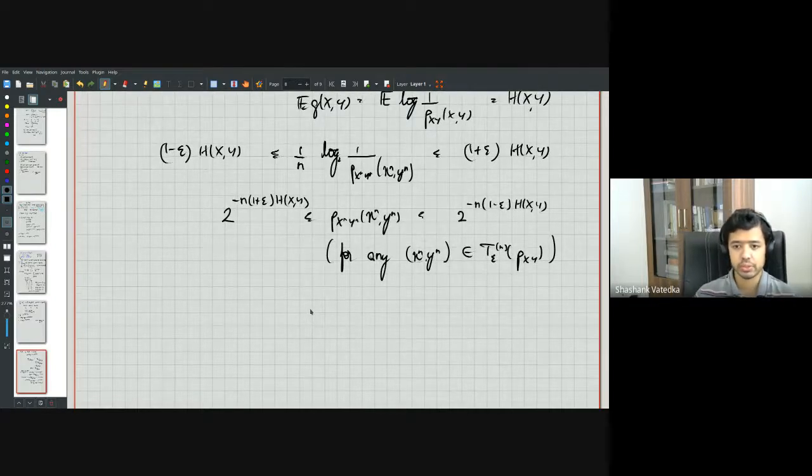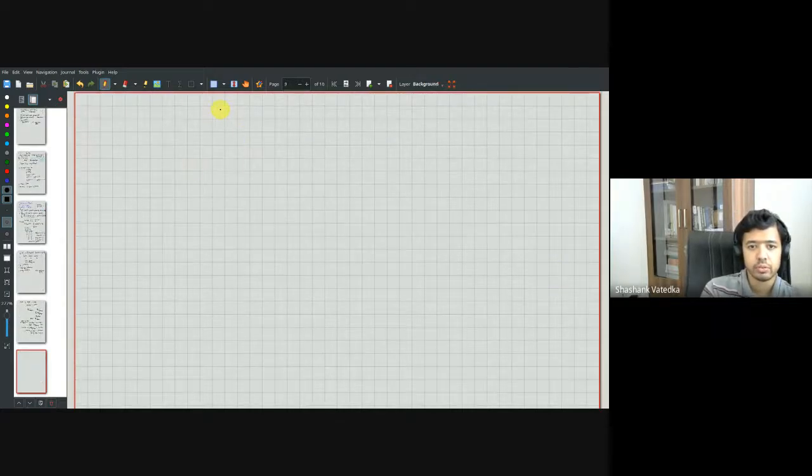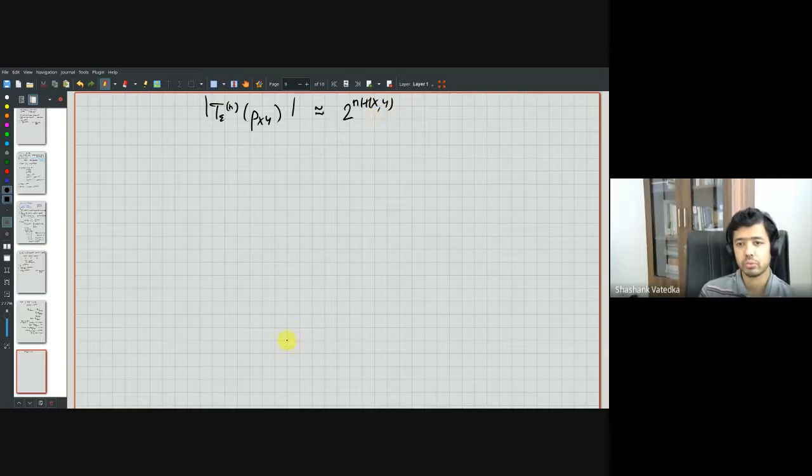Okay, so this shows that the probability is close to 2 to the minus n times H of x comma y. So let us try to use this to get both upper and lower bounds on the size of the typical set. All right, so what is T epsilon n of p x y equal to? So the claim is this is close to 2 to the n times H of x comma y. So it's close to 2 raised to n times the entropy. Now let's see how to prove this.